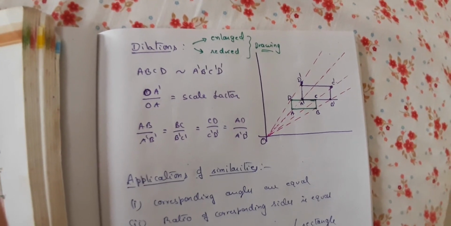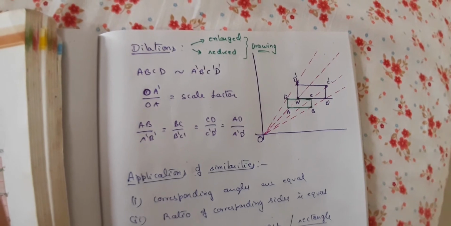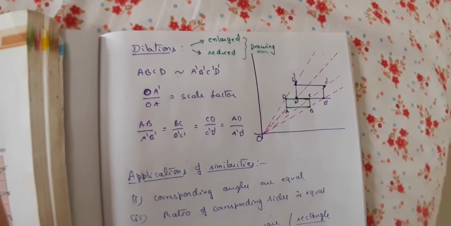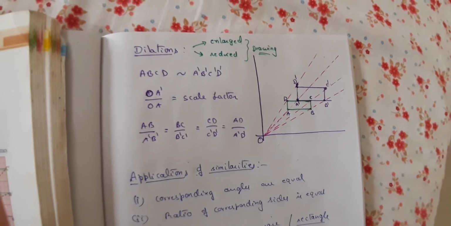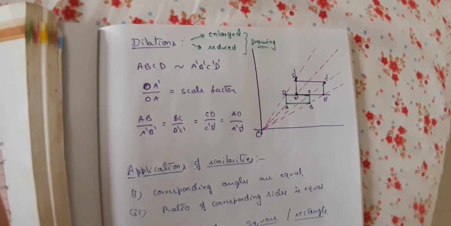Usually this dilation we will be doing on graph paper. It will be much easier for us to understand dilation on a graph paper. But here I am showing you how to draw dilation first. Then afterwards on the graph paper let us see how to measure and draw it.